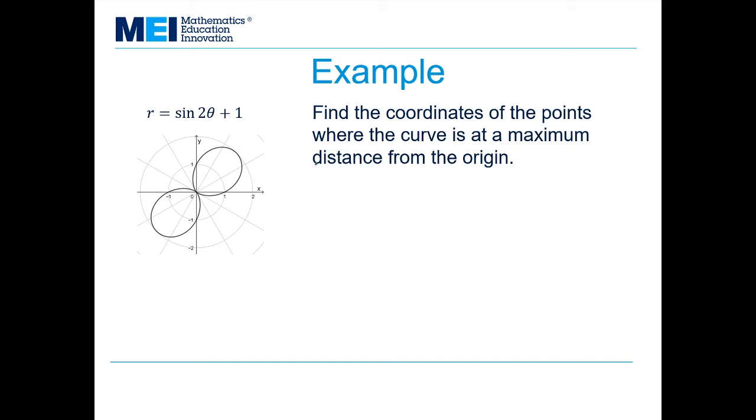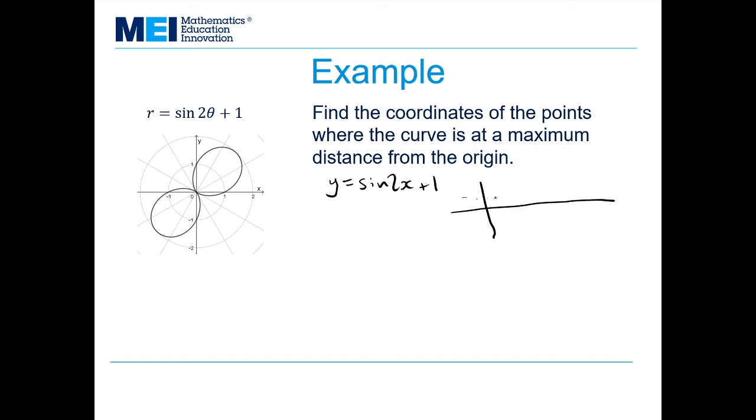So let's have a look for the coordinates of the point where the curve is at a maximum distance from the origin. Well, looking at the graph, it looks as if it's somewhere here and somewhere here. But let's see what we can work out. One way of doing this is to consider the graph y equals sine of 2x plus 1. So instead of r and theta, thinking about what this would look like with y against x.